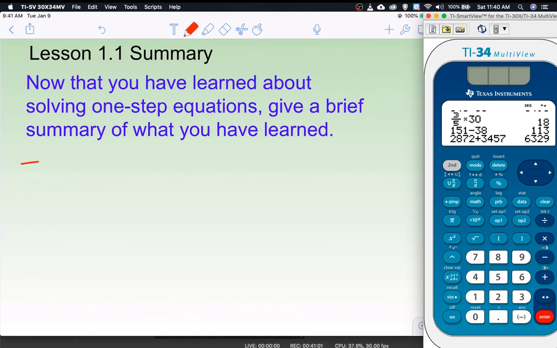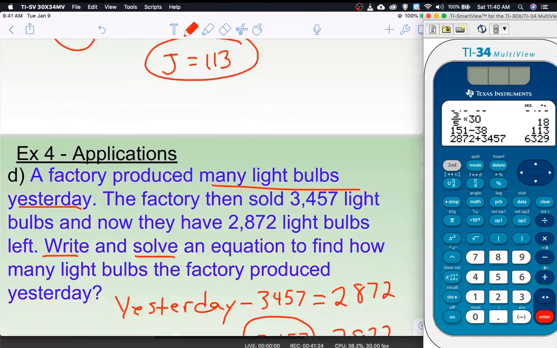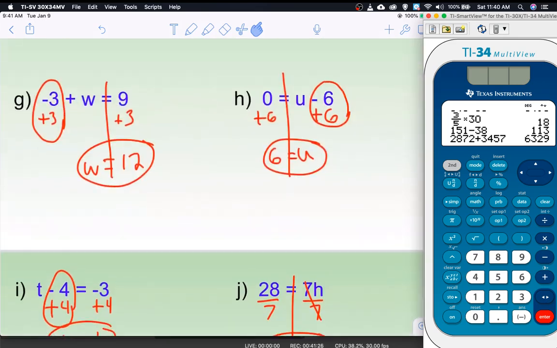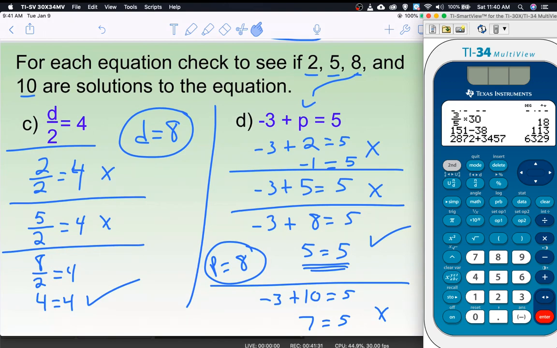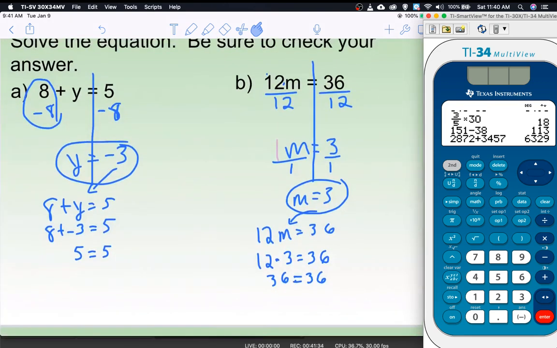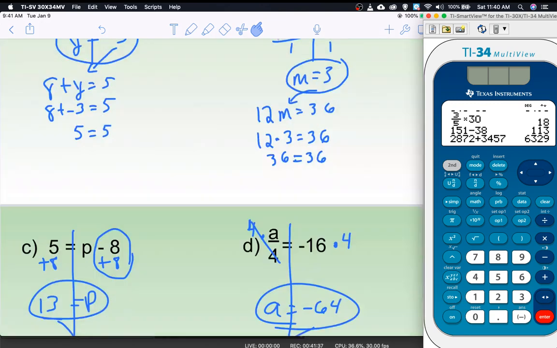So things you should have learned. You should have learned that to solve an equation, you do the opposite of what's happening to a variable. So to get rid of the addition, you do a subtraction. To get rid of a divide, you multiply. You should have learned how to check the solution of an equation by taking a given number and plugging it in for a variable, like we did in the first examples up here. So we learned how to check a solution. We learned how to solve an equation by doing the opposite operation.